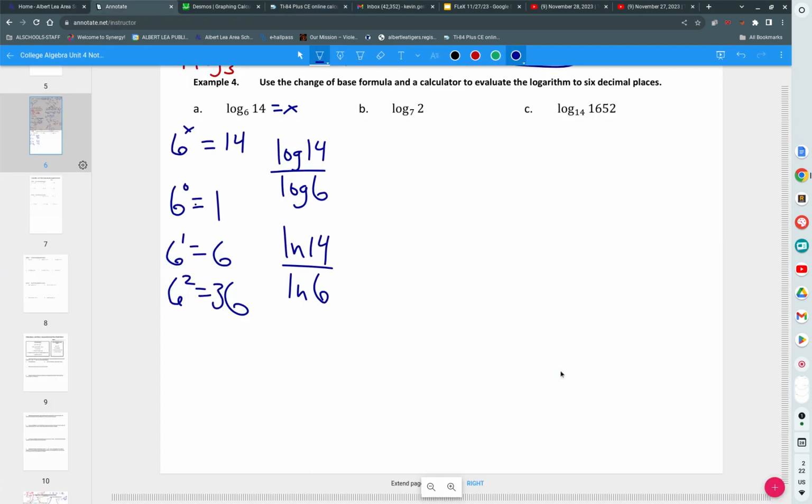Log base 14 of 1,652. Okay? Real quick, evaluate that. Oh, and by the way, we'll write it out to 3 decimal places. So what do we get? We got 1.472. Yep, right out to 3 decimal places. Doesn't matter if you round it or not. Try letter C.